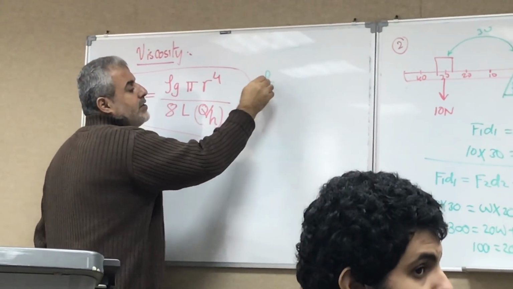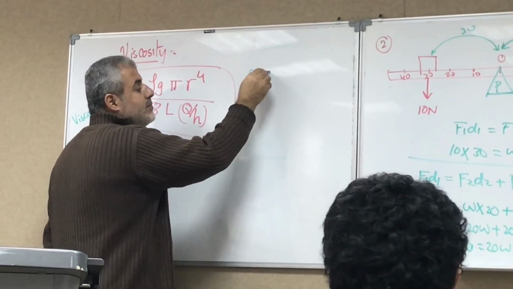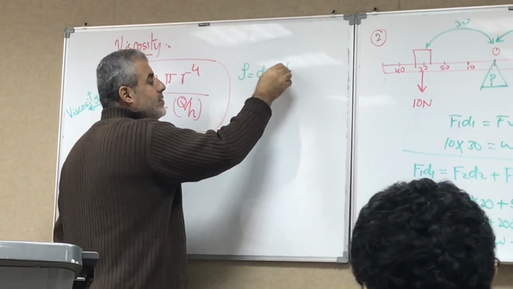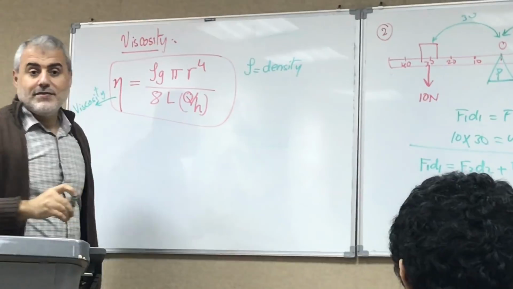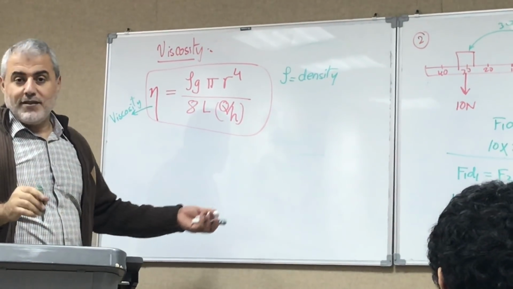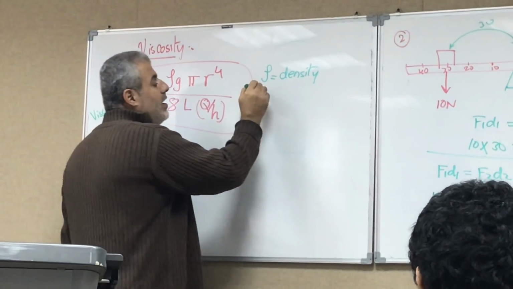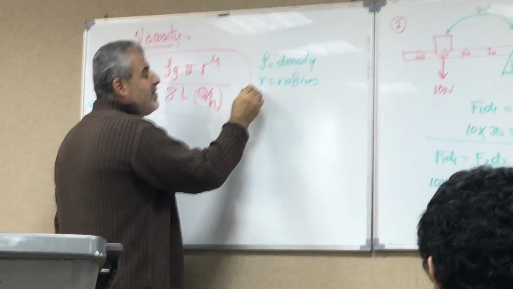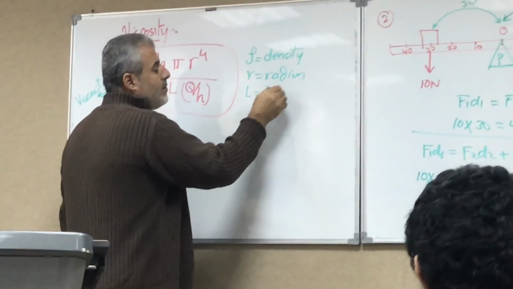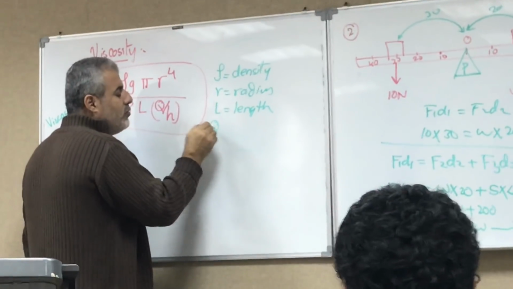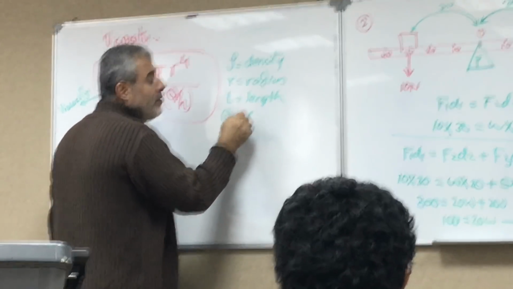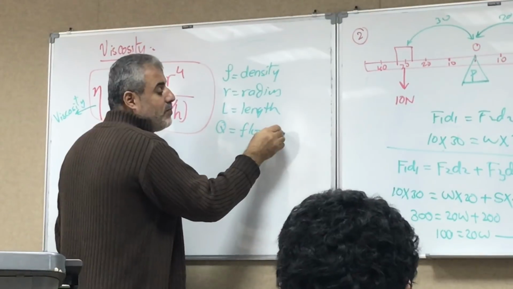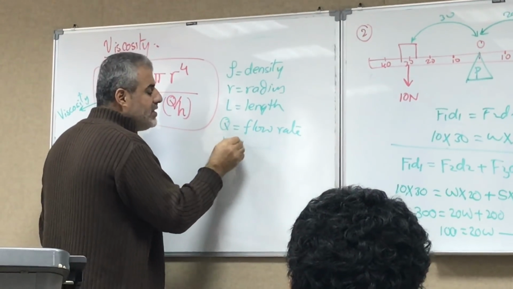Rho, what is rho here, guys? It's density. This, by the way, will be given to you in an exam. G, we know it. R is the radius. L is the length. Q is the flow rate, which is important for us. And H is the height.